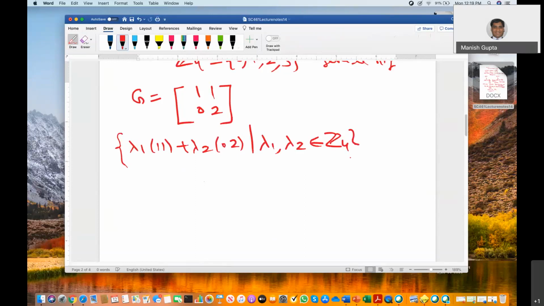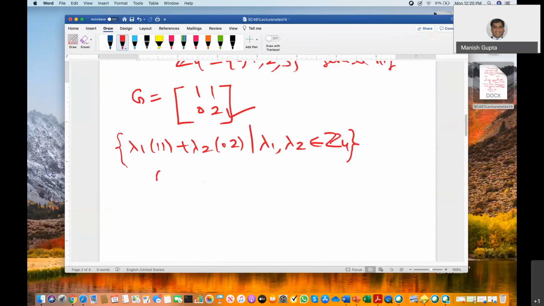Now what happens? If we try to do the linear combination, you will see that because of the presence of this vector (0, 2), where 0 is a zero divisor and 2 is a zero divisor, when we take this linear combination, we are going to get repetition. Normally, since we are taking two vectors, we should get 4 choices for lambda 1 and 4 choices for lambda 2, so we should get 16 vectors. But this is not the case.